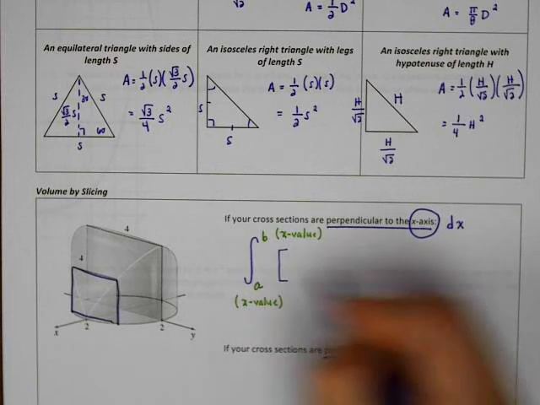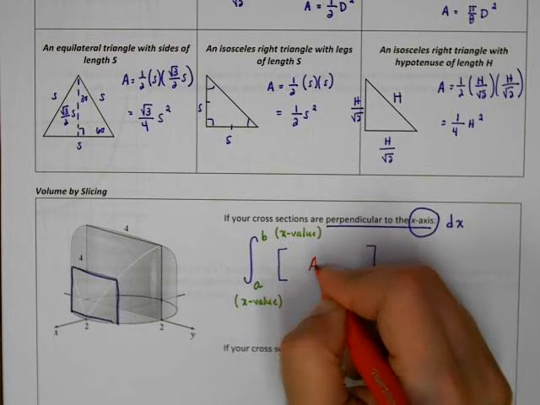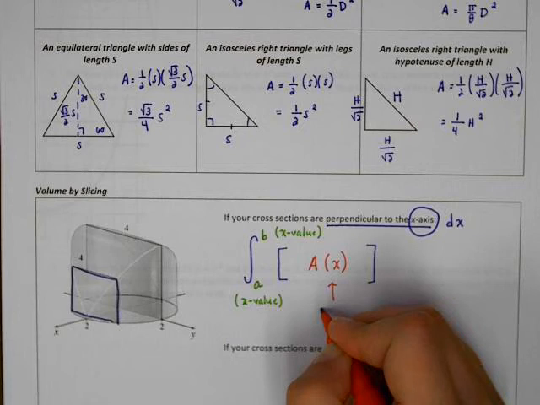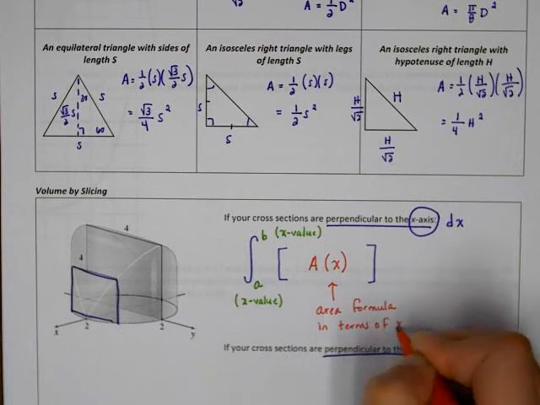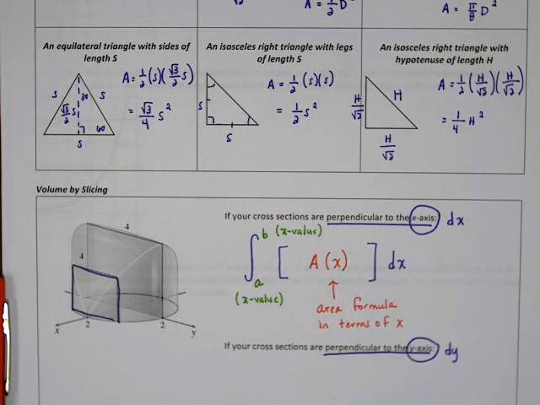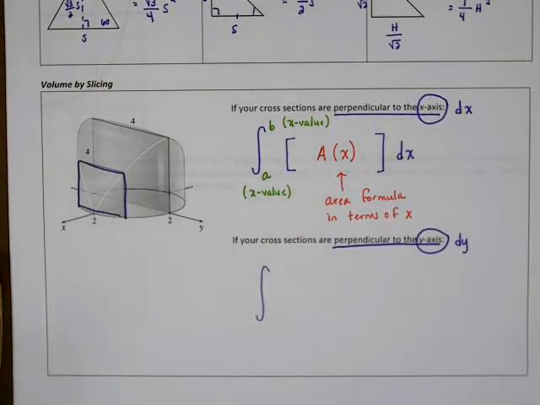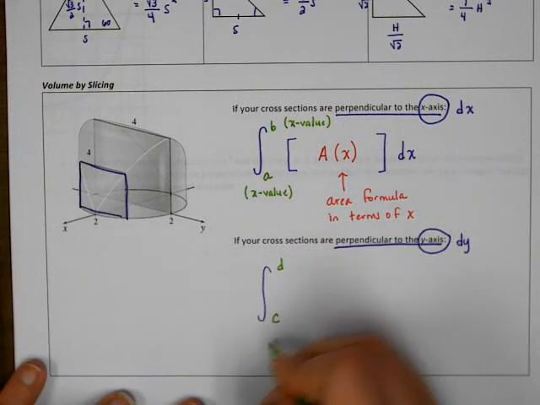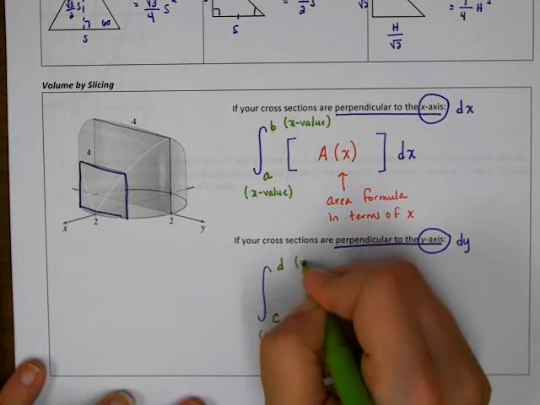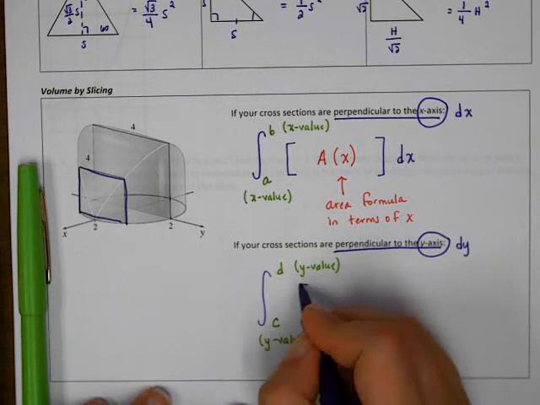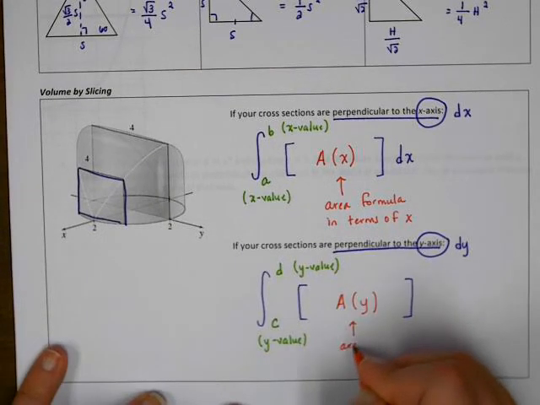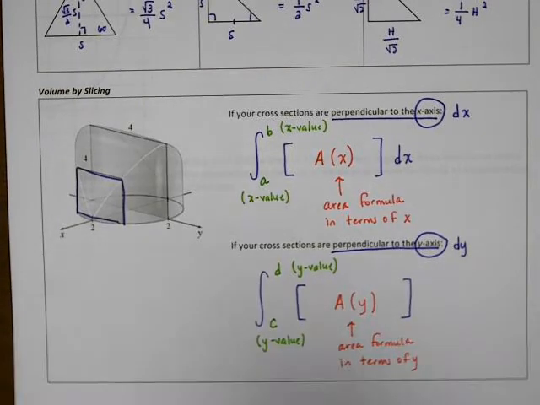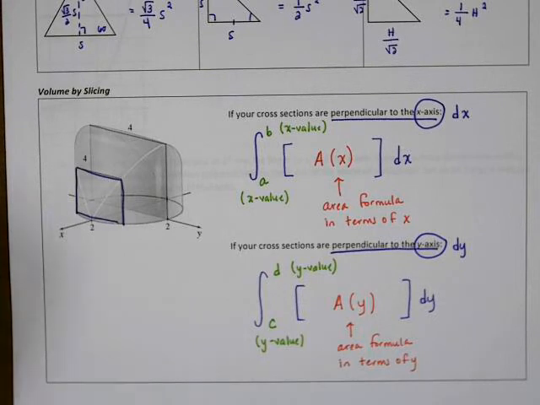Inside the integral, because we're going to add up all of these cross sections, you're going to put your area formula in terms of x. And finally, you would put a dx at the end. If your cross sections are perpendicular to the y-axis, then we would integrate from, we call it c to d, because this is the y value to the y value. Inside this formula, you would put your area formula for each of your cross sections with respect to y, dy.